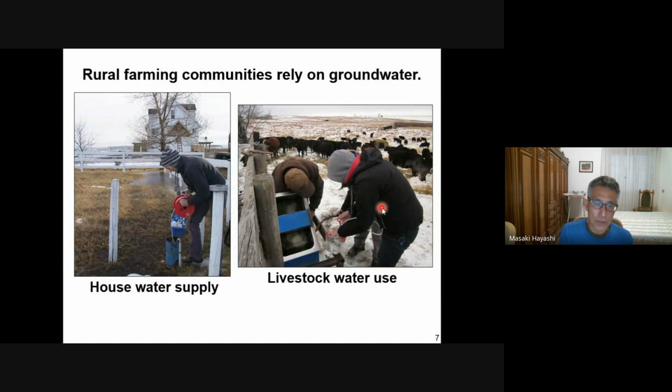The rural farming communities don't have a surface water supply. Big cities like Calgary, where we live, use surface water supply. But once you're outside the big urban centers, it's all dependent on groundwater. They use groundwater for household water use. This little house here is using this well for its water supply. And they use groundwater for feeding livestock, such as cows. So groundwater is important for farming life in the Canadian prairies, or the northern prairies region.